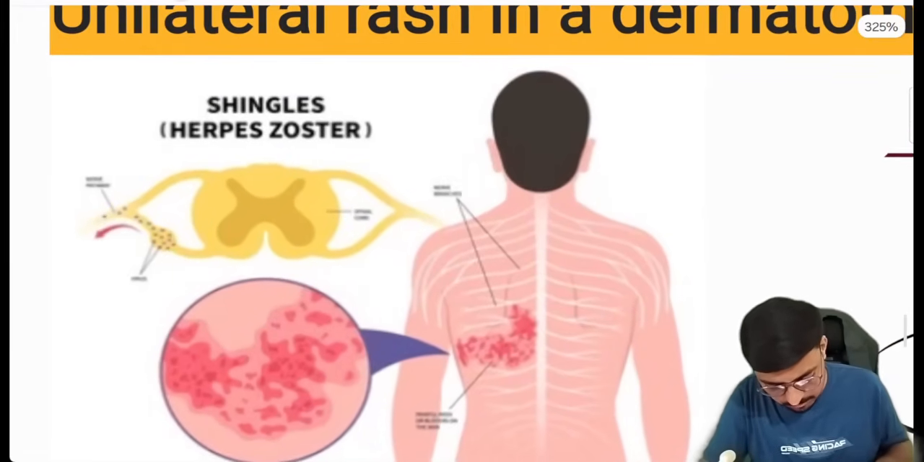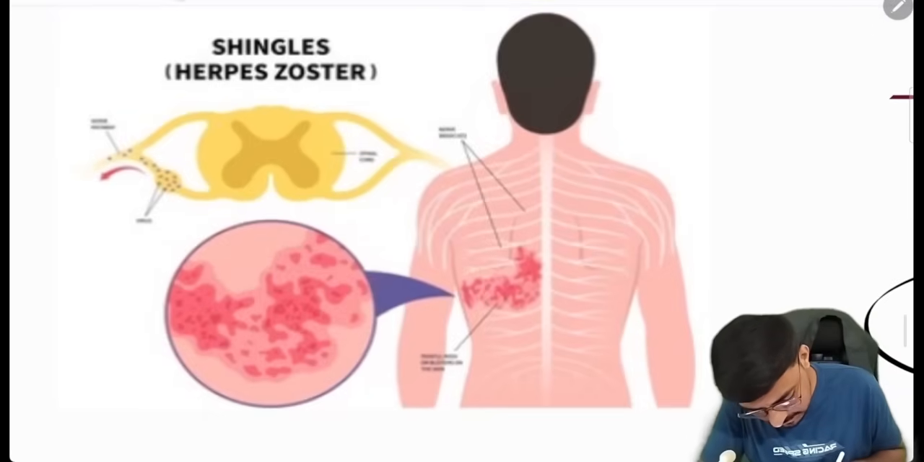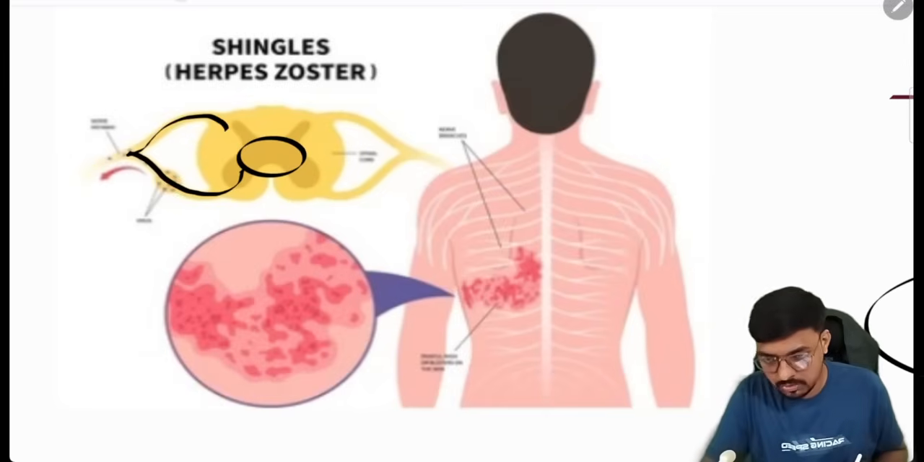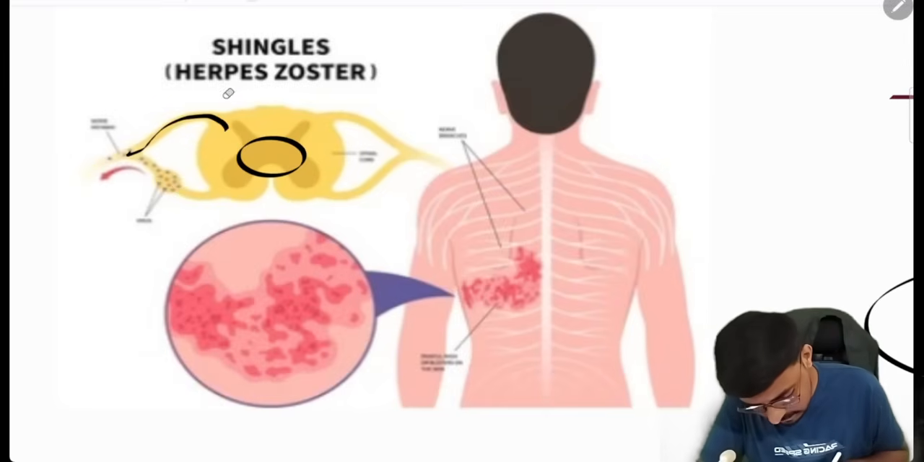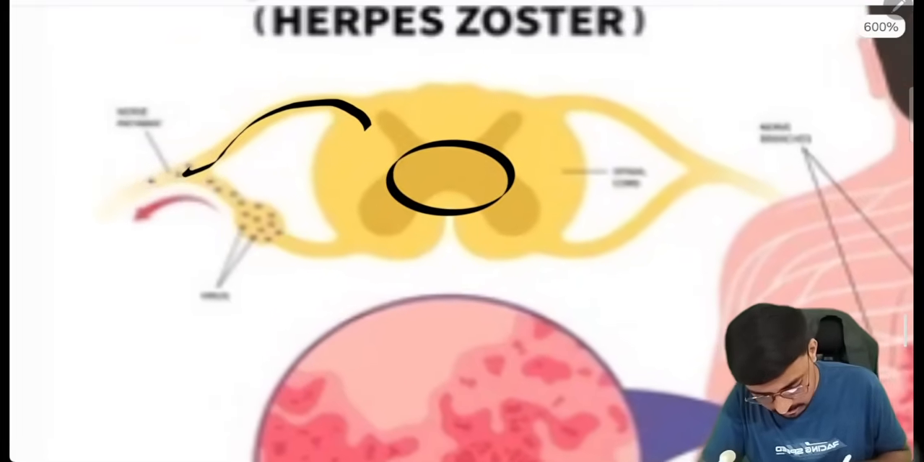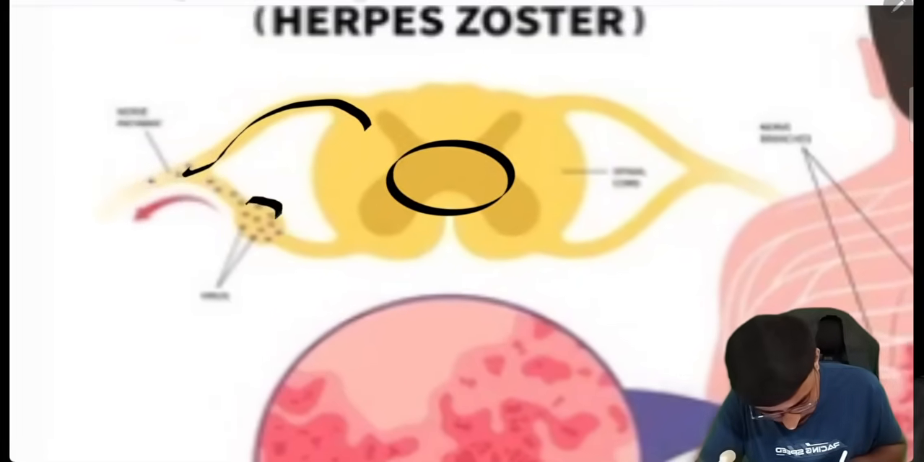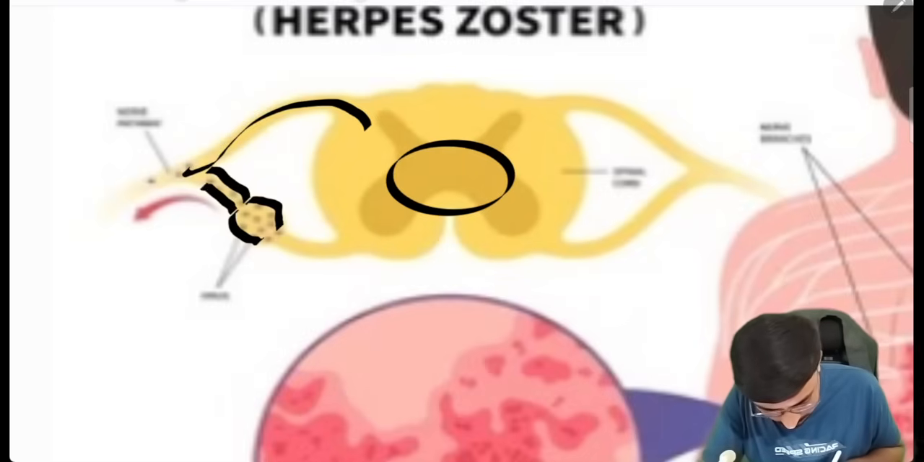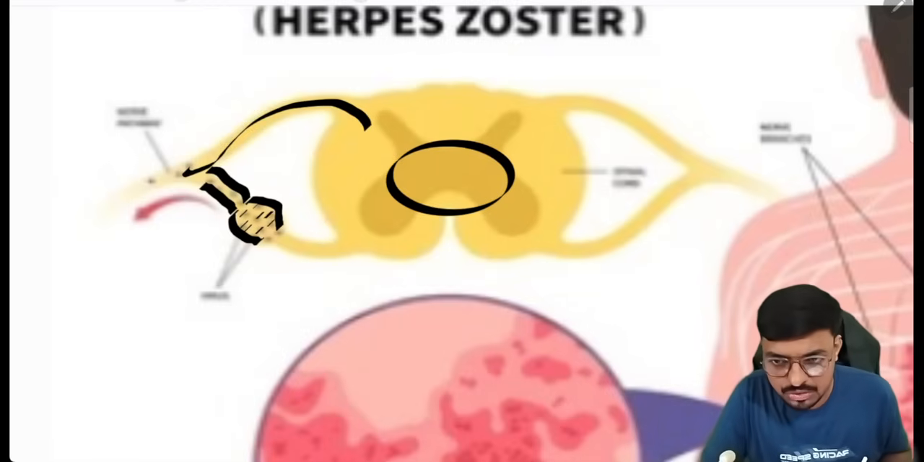Look at this particular image. This is the ventral root, and this is our spinal cord. Here we have the dorsal root ganglion, and here we have the ventral root. Focus on the dorsal root ganglion. Are you able to see? The dorsal root ganglia are the group of nerve cells in the dorsal column of the spinal cord. Inside this, are you able to see the dots? These dots are our varicella zoster virus, stored in the dorsal root ganglion.